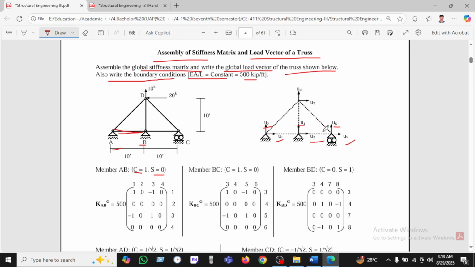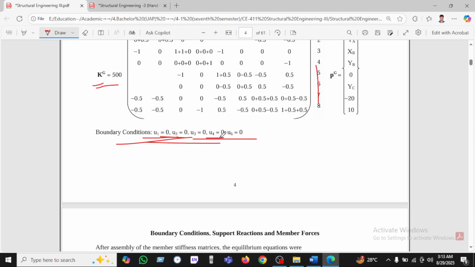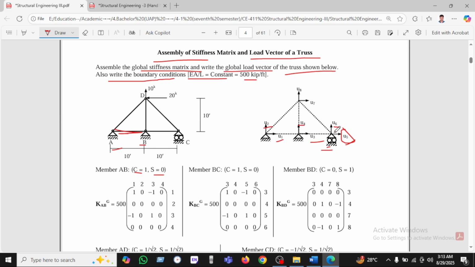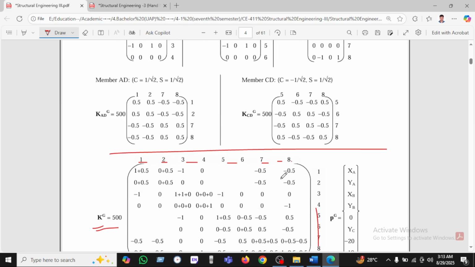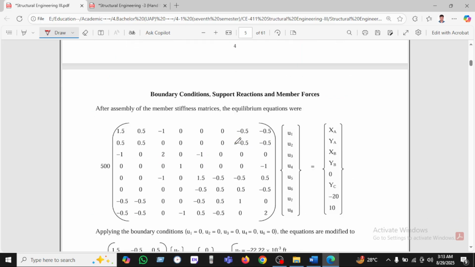There is no displacement, because this is the roller support. So U5 is not 0, because U5 we can produce as the roller support. U6 is 0, U7, U8 is also 0. Okay, we can use the boundary condition for the support reaction process.